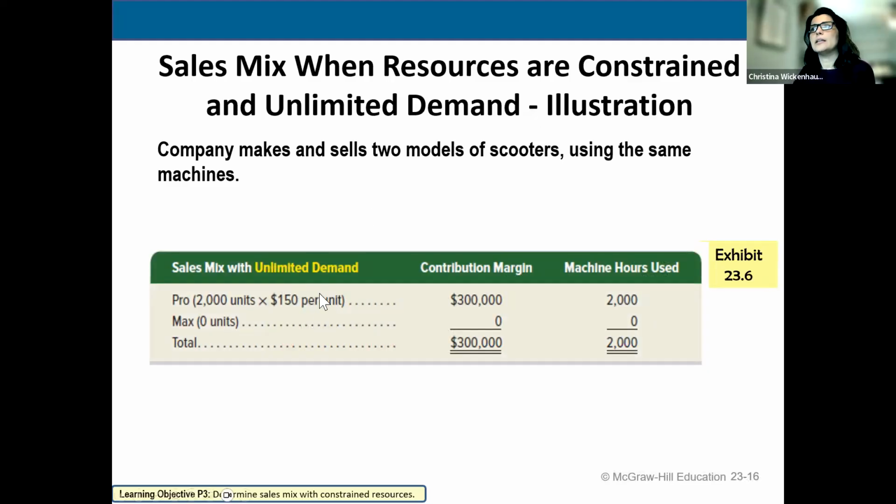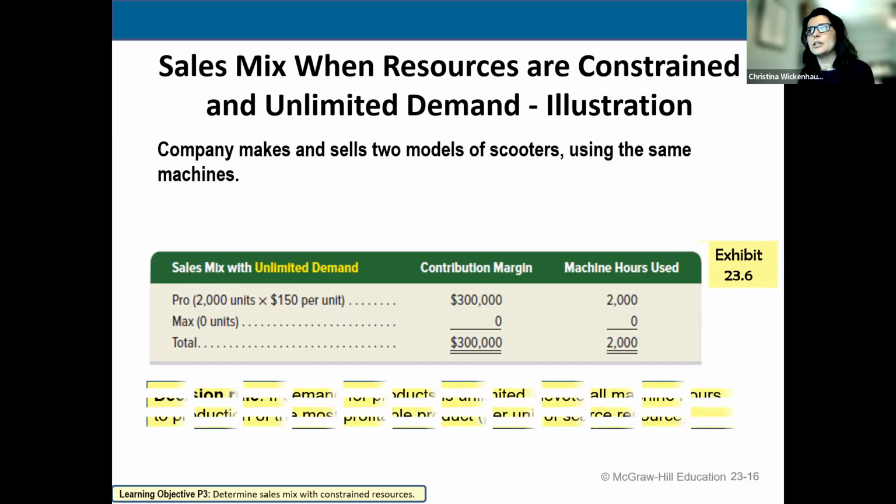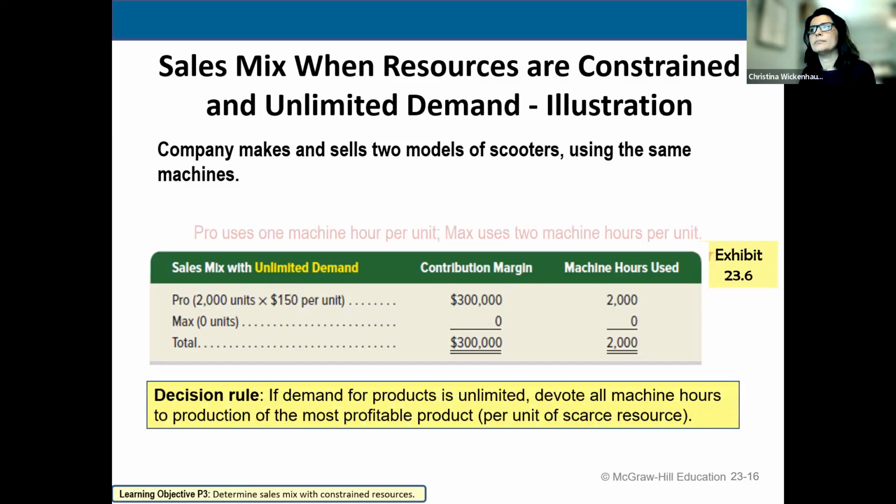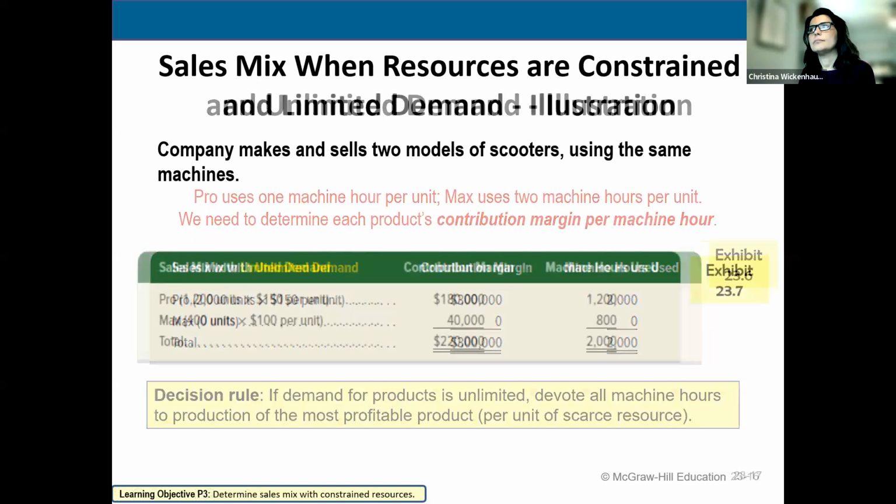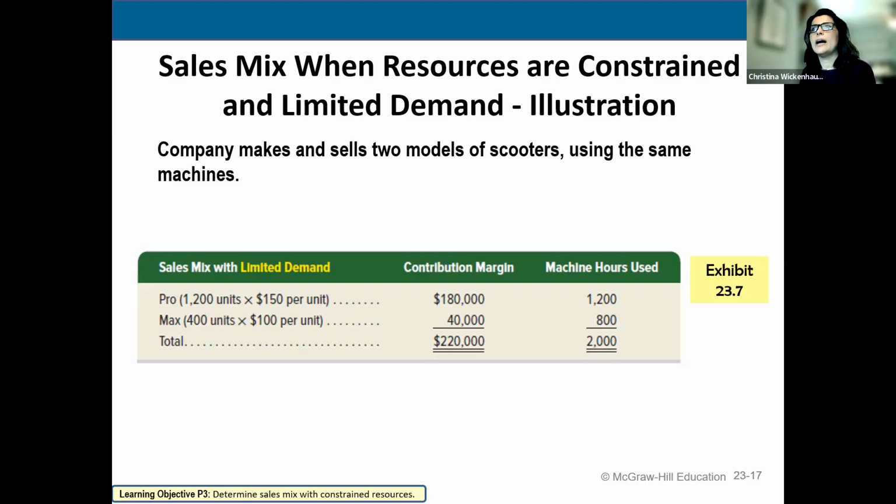So if we're looking at unlimited demand, we would again want to focus in on all the Pro model and none of the Max. And we're going to use the maximum 2,000 machine hours. Now, if they have limited demand, then they're going to just max out whatever the demand is for the Pro. And so they've decided that 1,200 units is as much as the market is going to take. And then they will create the Max.